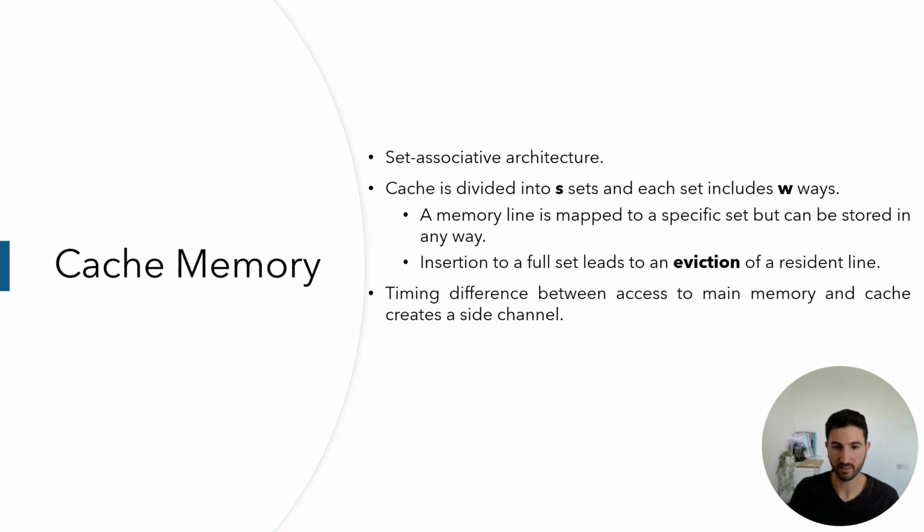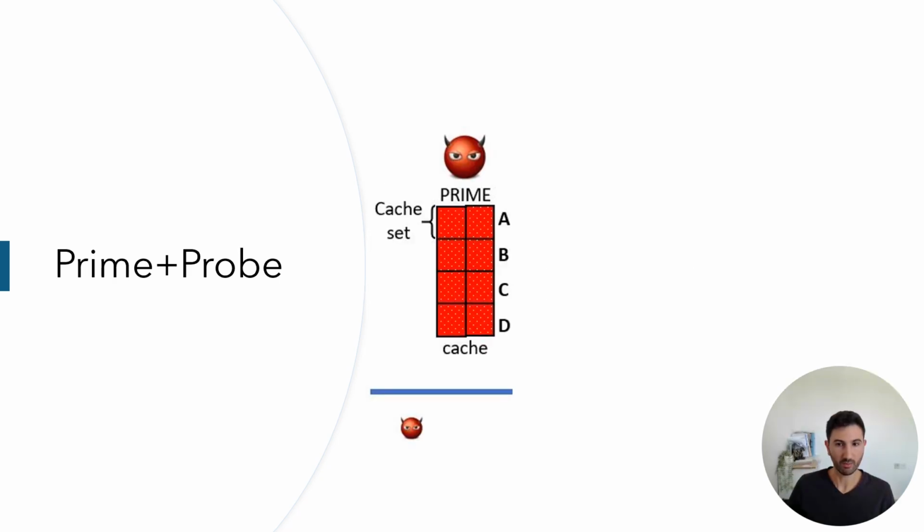The timing difference between a cache hit and a cache miss creates a side channel. The prime and probe attack uses that timing difference. First, the attacker primes his eviction set to a specific cache set. As a consequence, the cache set is occupied by the attacker's memory addresses.